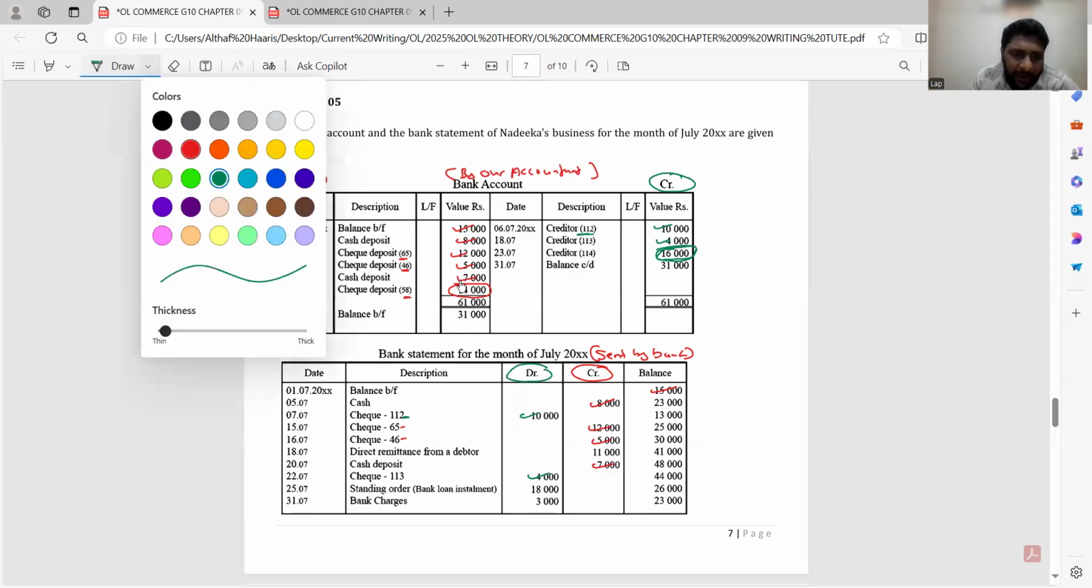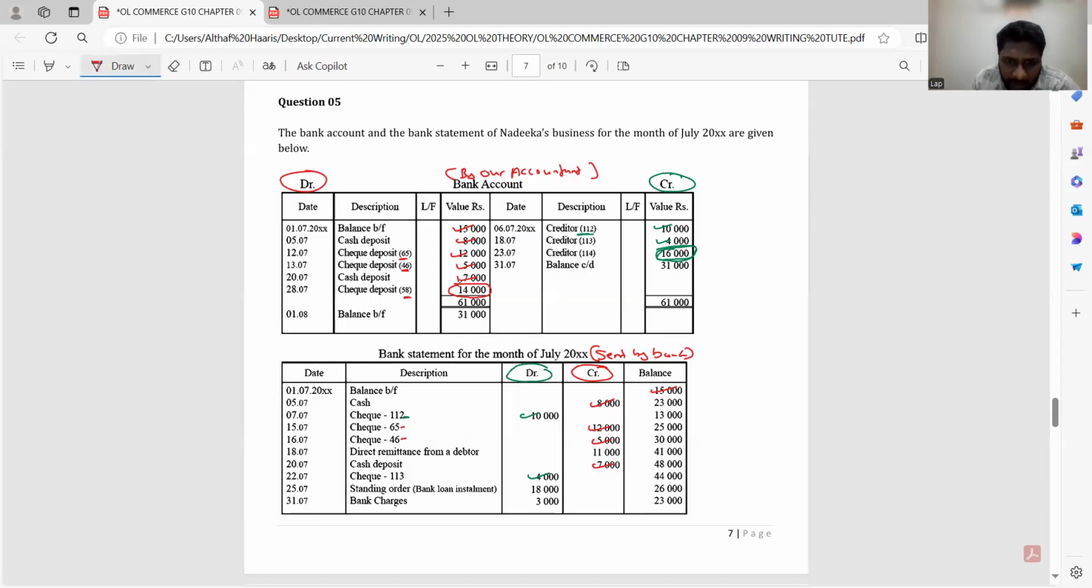Put an arrow and write down, people. This is deposited, not yet realized. Unrealized check.